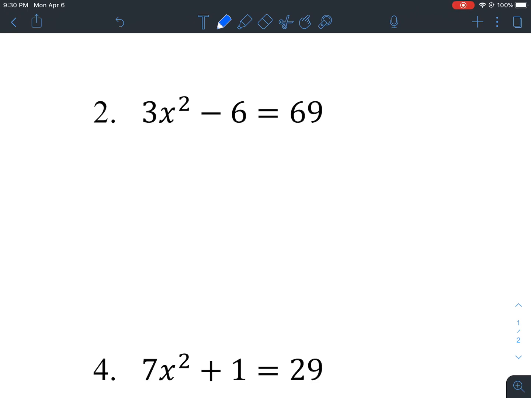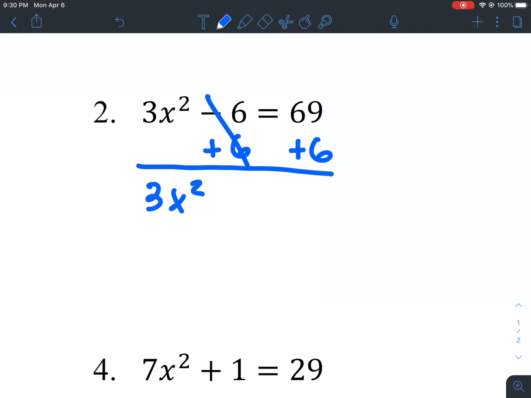So the first thing we do is we move anything without an x to the other side of the equal sign. So we're going to add this 6 to both sides. When we do that, the 3x squared comes down. The minus 6 and the plus 6 becomes 0. 69 plus 6 is 75. So now we have 3x squared equals 75.